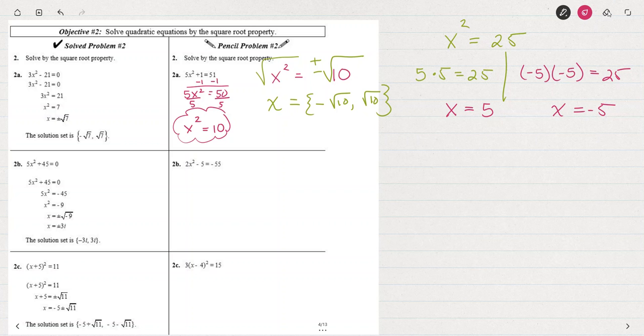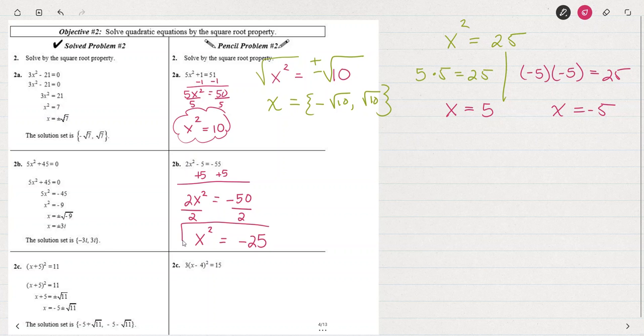Let's try this next one. First step is to isolate the x squared term, so I'm going to add 5 to both sides. I have 2x squared equals negative 55 plus 5, so negative 50. Divide both sides by 2, and I've got x squared equals negative 25. Not the answer, so I didn't mean to box it, but I'm going to bubble that because we've got the first step there. What we have is the x squared term is isolated.